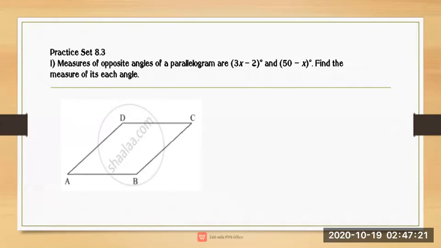Now you can see the figure over here. ABCD is the figure. Here the measures of opposite angles are given and you have to find the measures of each angle.